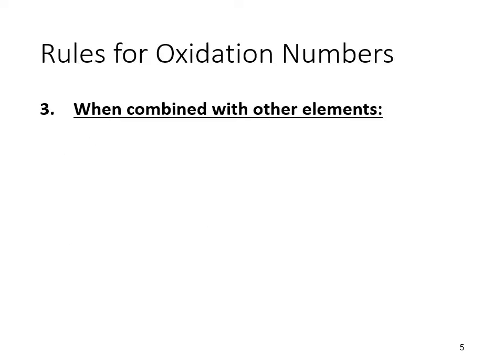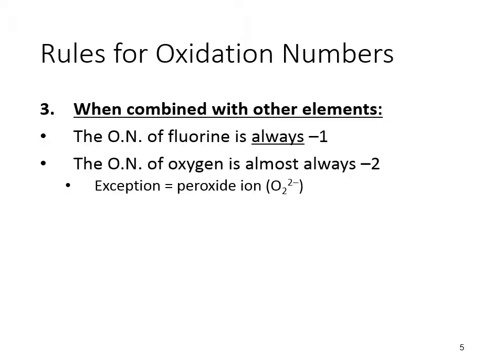There are a couple of rules that are specific to elements. If you see fluorine as part of a chemical formula, unless it's elemental fluorine, fluorine is always going to be assigned an oxidation number of -1. It is the greediest atom when it comes to electrons on the periodic table, so it's always going to have a negative oxidation number. It always tries to take electrons away from anything else.